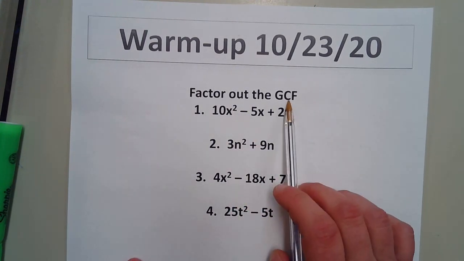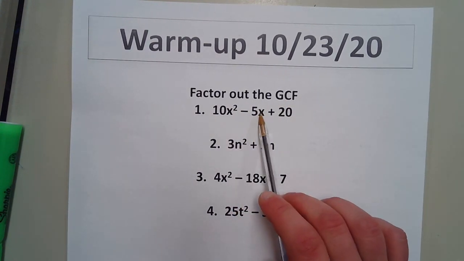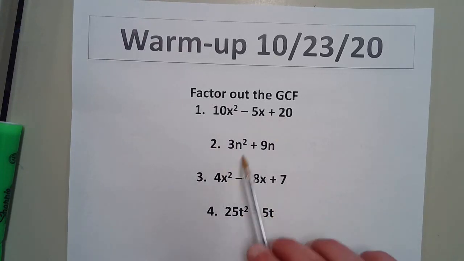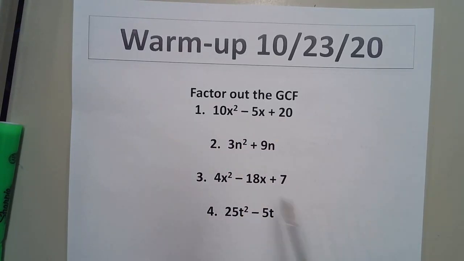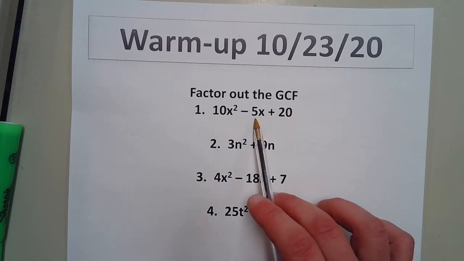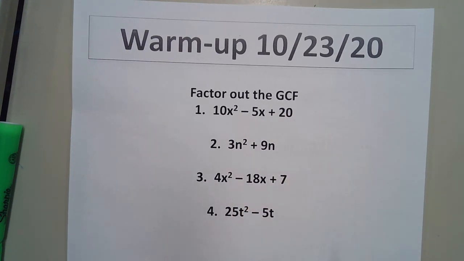So GCF, greatest common factor, means you want to look at all the different terms. Like this one has 3 different terms. This one has 2 different terms. So you want to look at all the terms and say, is there anything that's common to all of these that I could factor out? And that's either, what's the largest number, or is there any variable that's common to all of them?